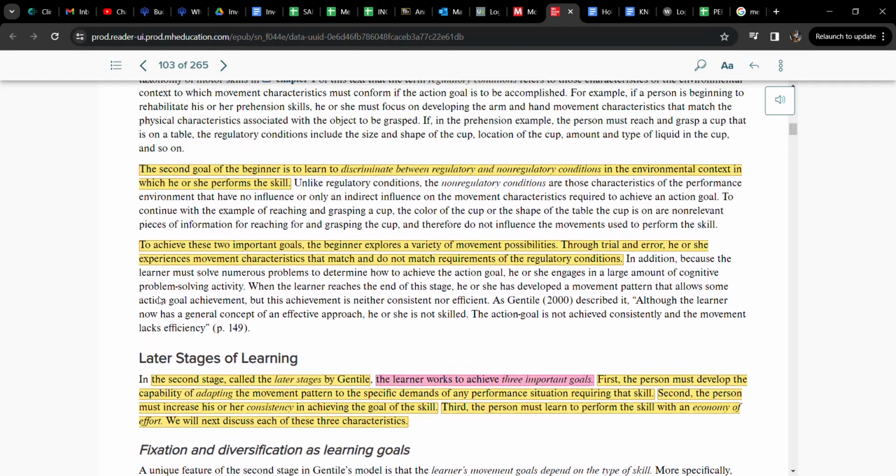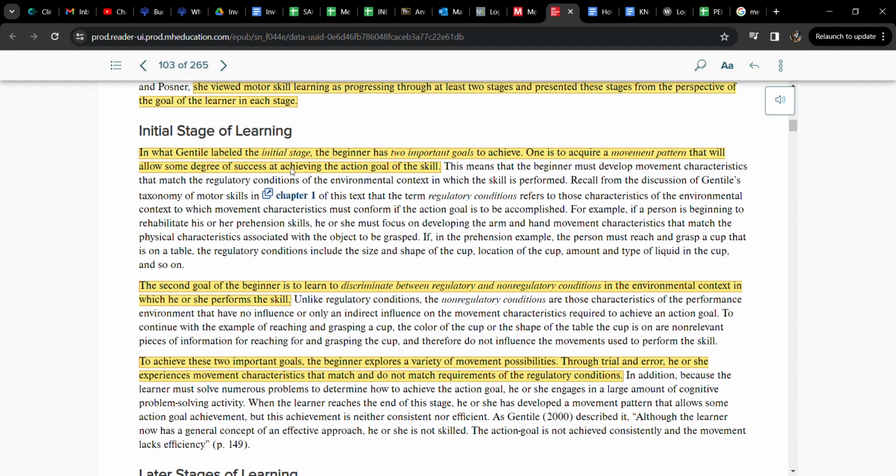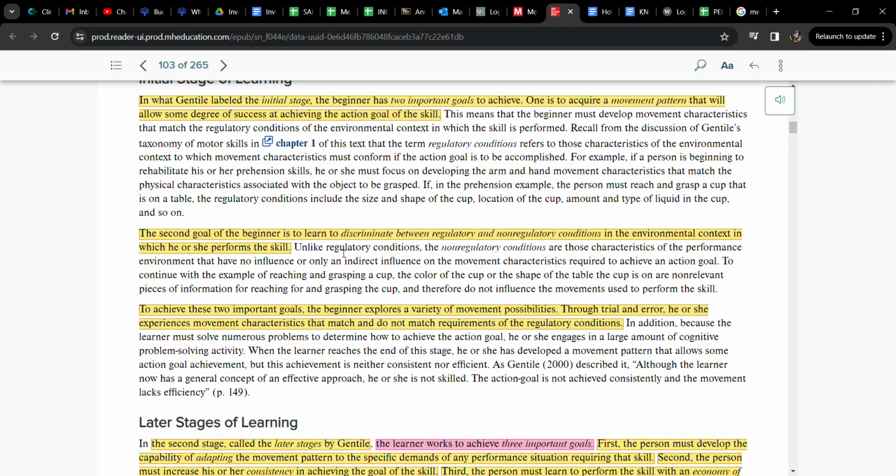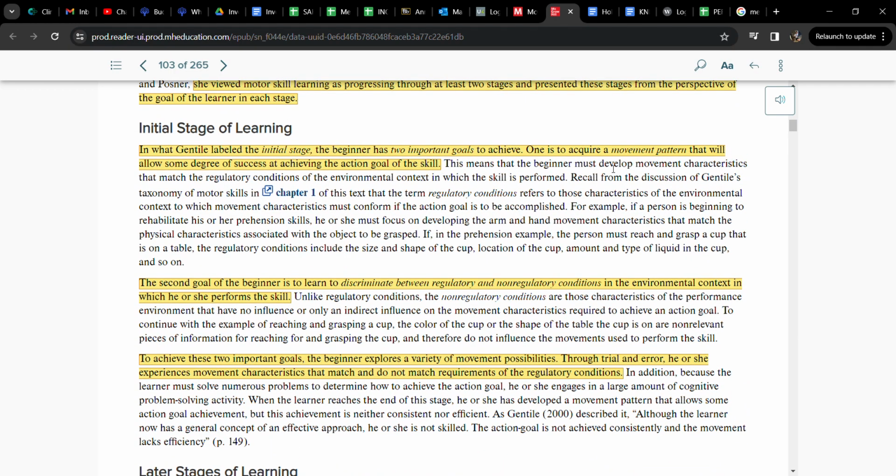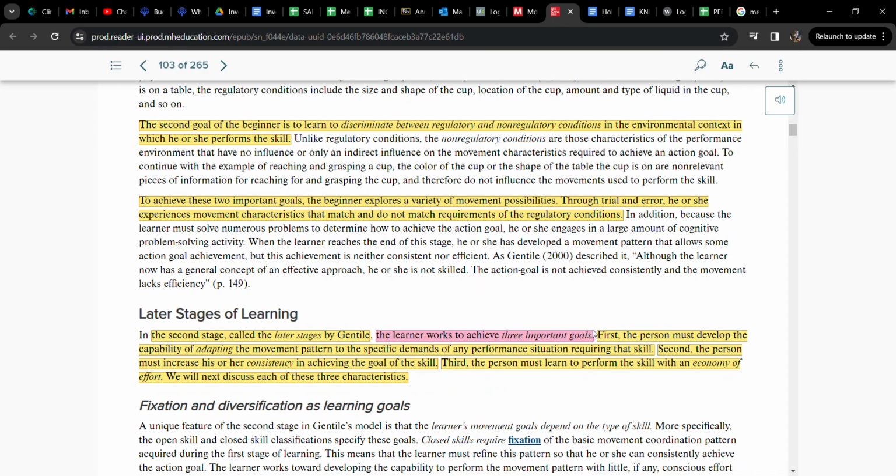But essentially, Gentile's two stages are the initial stage and the later stages. In the initial stage, the learner is trying to figure out a movement pattern, consider the regulatory conditions, and see if they match up. Then the later stages are about adaptation, which we talked about in the last chapter. The second part is consistency, which we also talked about in the last chapter, and the economy of effort, which again goes into reduction in attention demand and reduction in resource demand, like having to use extra muscles, etc.